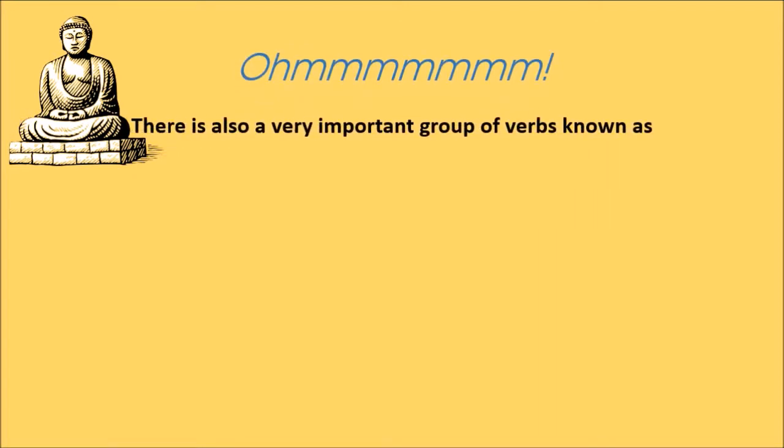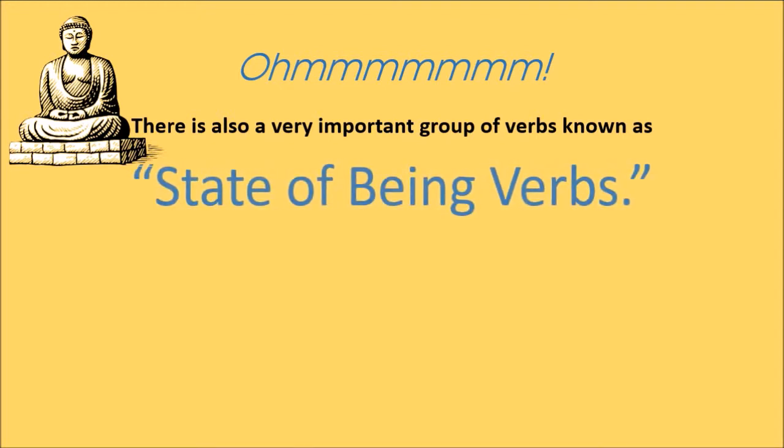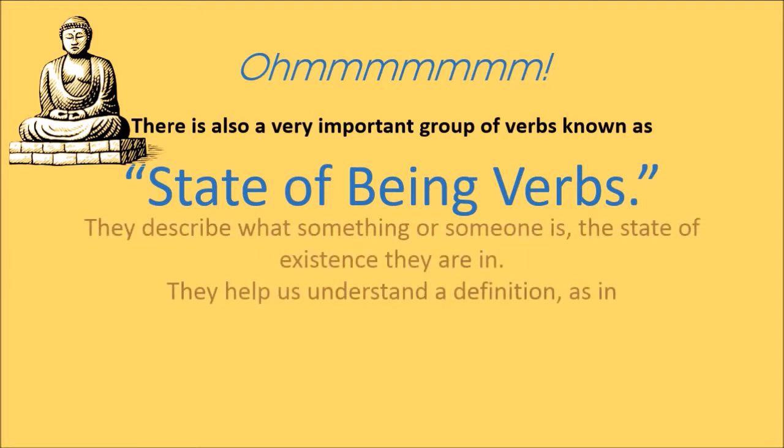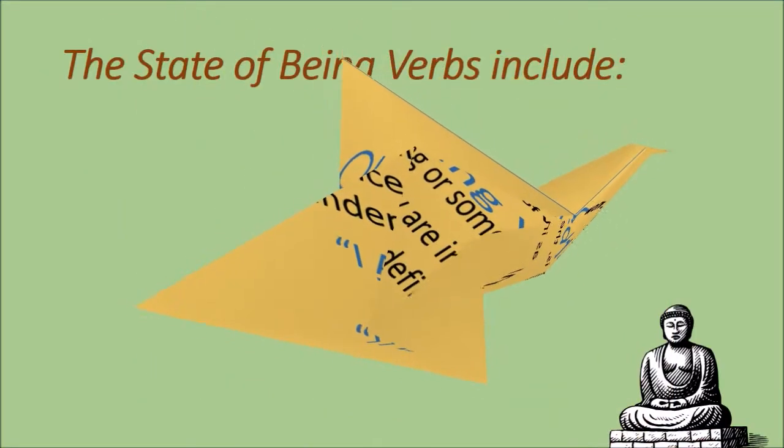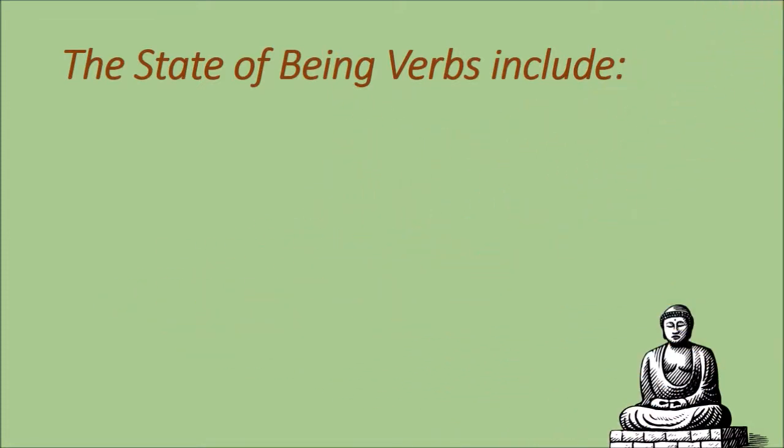There's also a very important group of verbs known as state of being verbs. They describe what something or someone is, the state of existence they are in. They help us understand a definition, as in, I am happy, or it is a ball. The state of being verbs include is, am, was, were, be, being, and been.